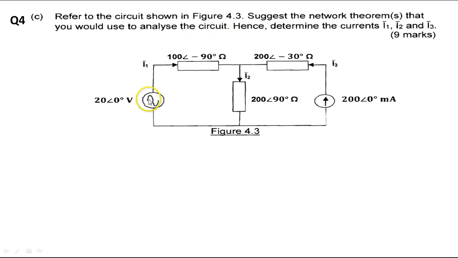Now remember, this time I have two energy sources, one from here and one from here. Hence, determine the currents I1 flowing through here, I2 flowing through this branch, and I3 flowing in this branch, right? So this is the requirement for part C of this question. Let's see how we solve this.